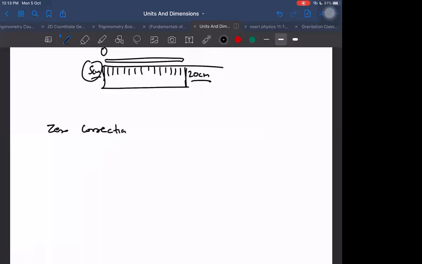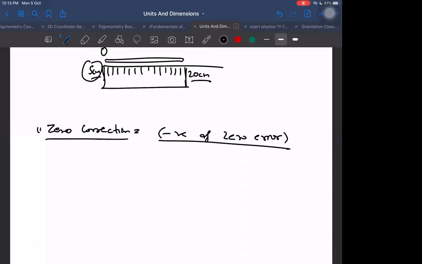So zero correction is equal to negative of zero error. So how to make the correction? We make the correction by subtracting. We say that zero correction is negative of the zero error. Is it understood? Zero correction is just negative of the zero error.